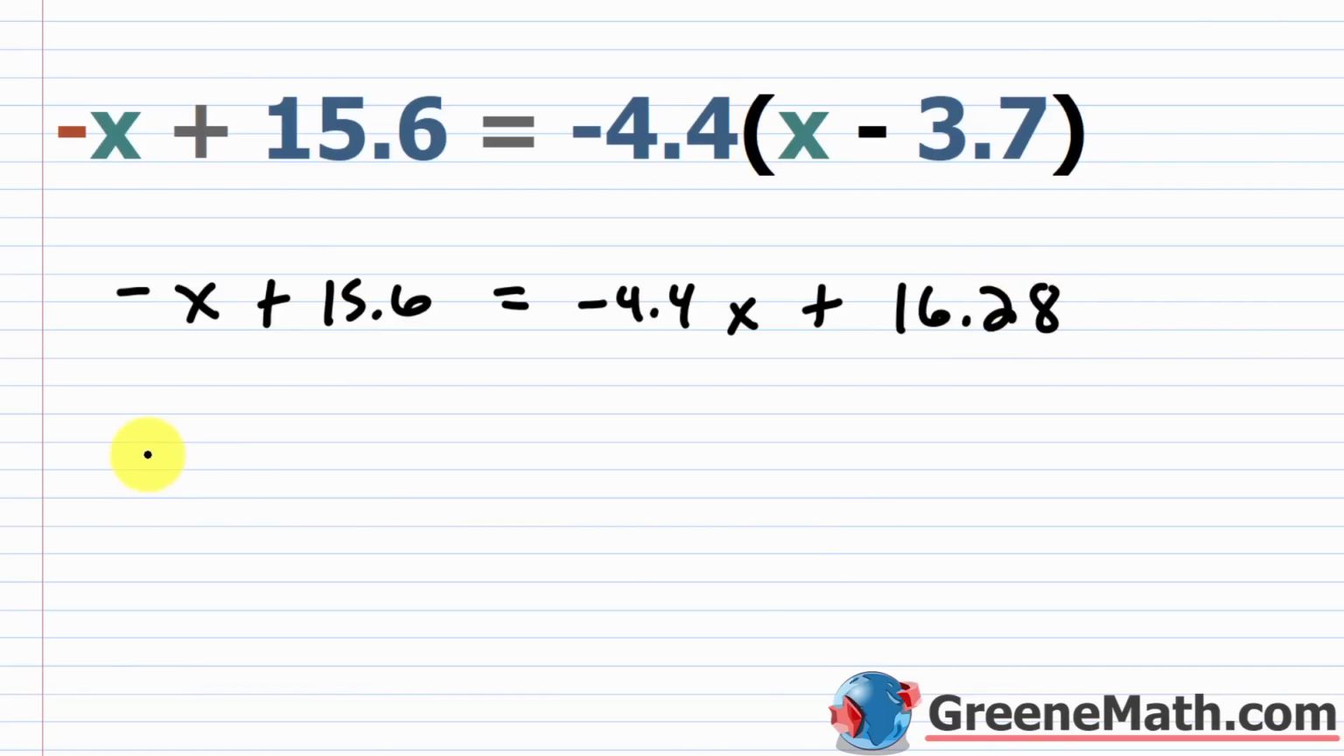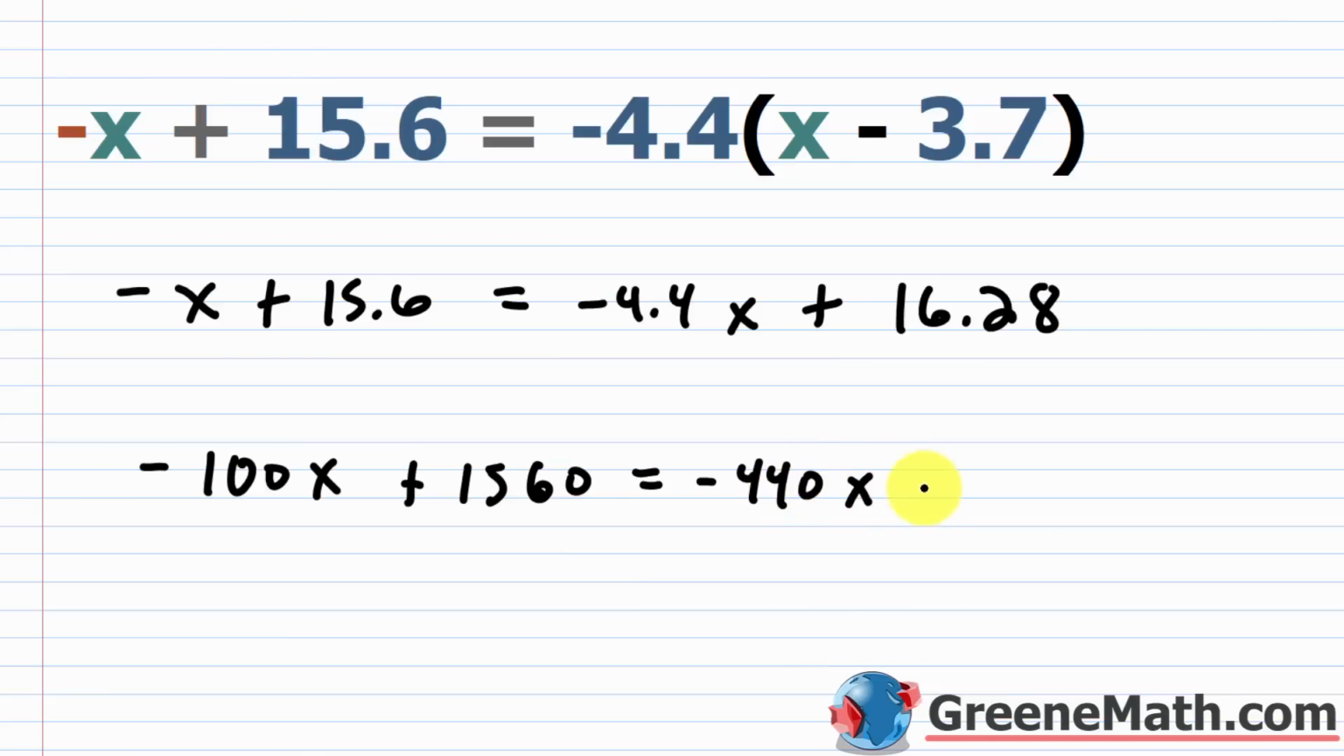All right, so let's go ahead and do that real quick. I'll put negative. This is a 1. If I multiply by 100, it's negative 100x. And then plus, this would be 1,560, right? Because this is going 2 places to the right. And then this equals negative 440 times x, then plus 1,628. All right, let me slide down here.